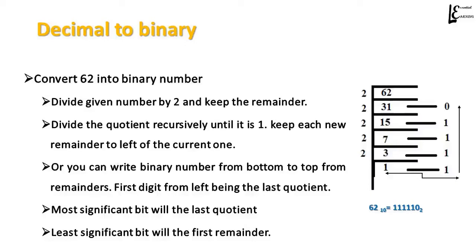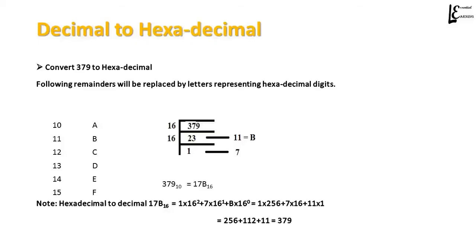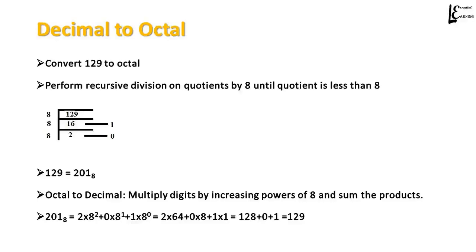Or you can write binary numbers from bottom to top from the remainders, the first digit from the left being the last quotient. The most significant bit will be the last quotient and the least significant bit will be the first remainder. Converting from decimal to hexadecimal follows the same algorithm. That is, the number is divided by 16 and the remainders greater than 9 are represented with alphabet letters. And the same algorithm can be used for decimal to octal. That is, divide the number and subsequent quotients by 8 and keep the remainder to the left of the current one.